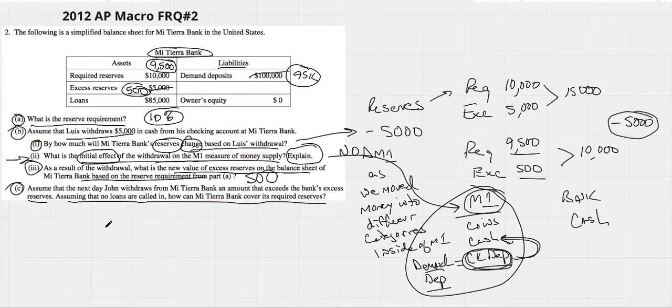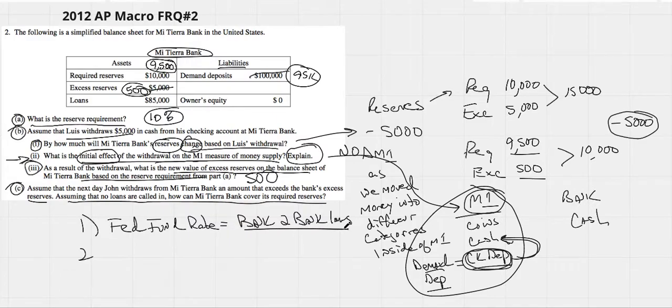There are two ways we're going to talk about this. One is the federal funds rate. What is the federal funds rate? This is what we call bank to bank loans. So the idea here is that this bank, Meteor, could go to another bank and just borrow from another bank.